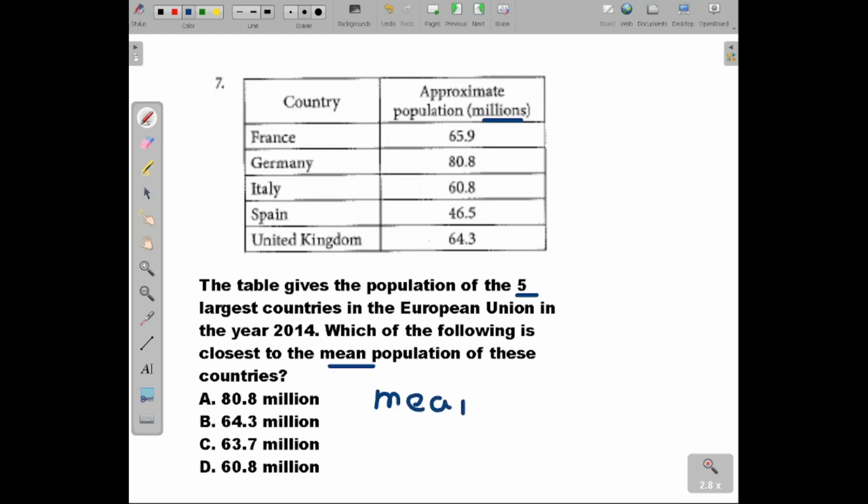And what do we do to find the mean? We need to calculate the average. And how do we calculate the average? We have to add all of these populations, these 5, and then divide it by the number of countries we have. In this case it is 5. So let's do that.